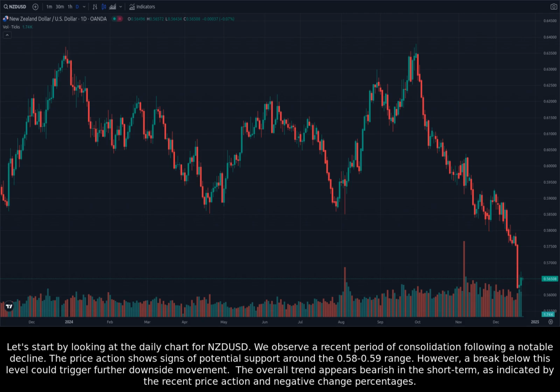Let's start by looking at the daily chart for NZDUSD. We observe a recent period of consolidation following a notable decline. The price action shows signs of potential support around the 0.58 to 0.59 range. However, a break below this level could trigger further downside movement. The overall trend appears bearish in the short term, as indicated by the recent price action and negative change percentages.